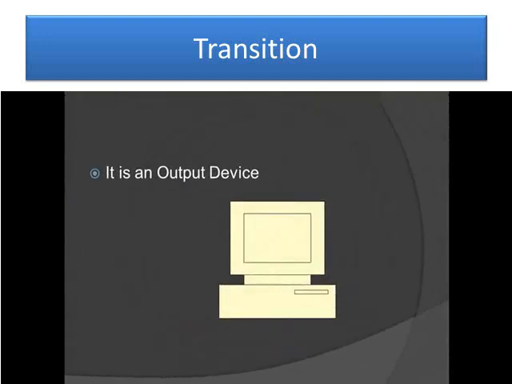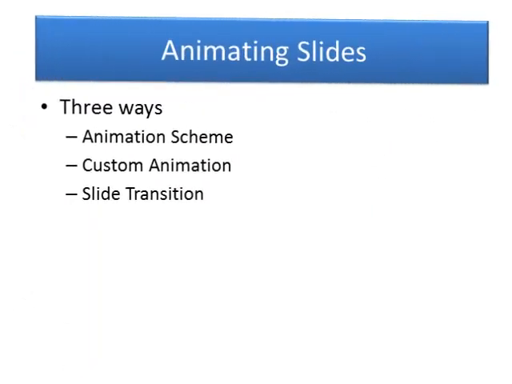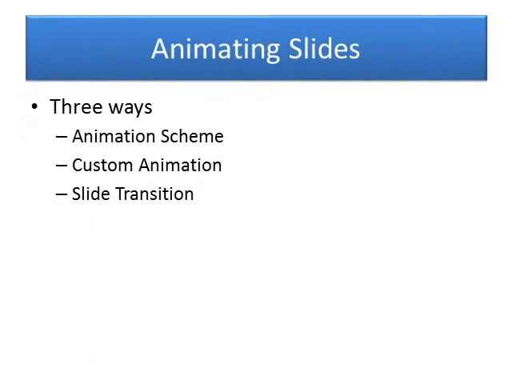Now we will see how you are able to animate your slides. There are three methods to animate your slide. First one is animation scheme. The second method is custom animation, and the third one is slide transition. I repeat, animation scheme, custom animation, and slide transition. These are the three ways in which you can animate a slide.